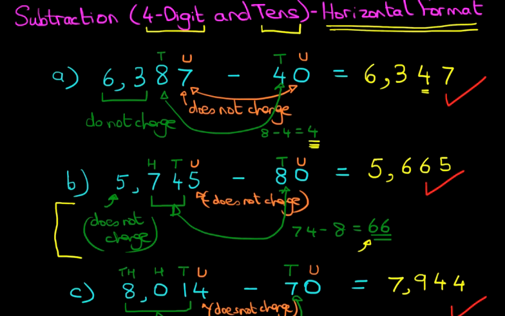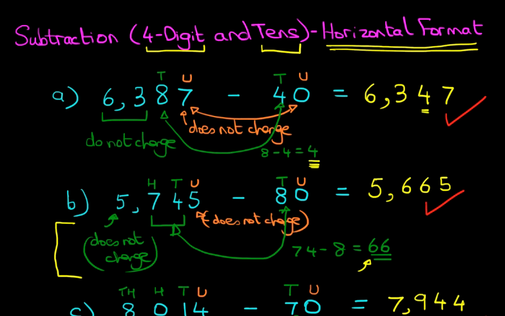Now let's scroll back up for the summary. So that is how we do subtraction of a 4-digit number and tens using the horizontal format.